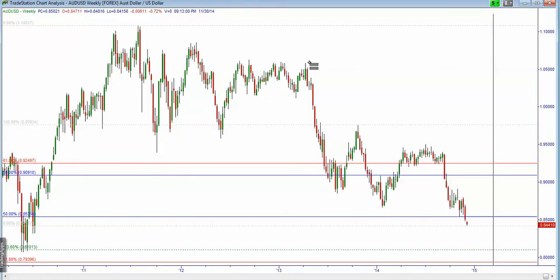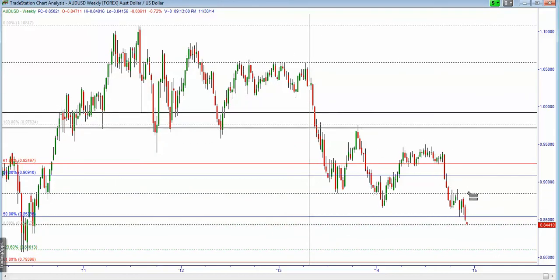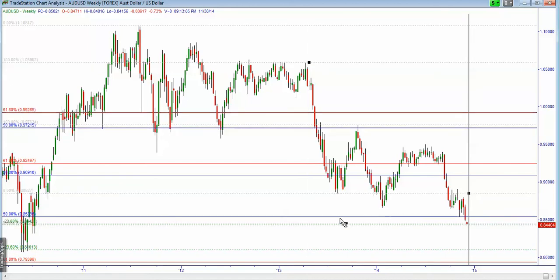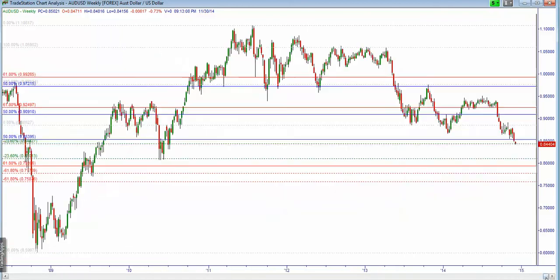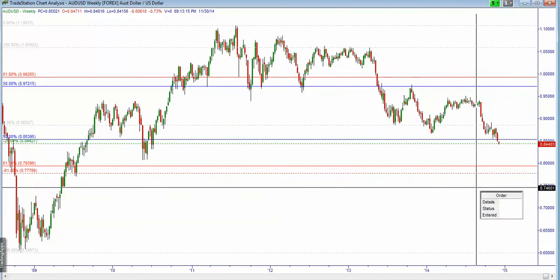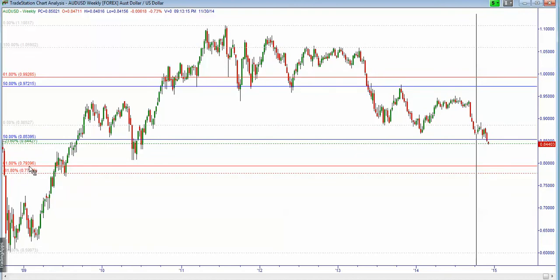That's why we have a confirmation mechanism that tells us when to get involved. The second target of this large measure move would actually fall well below that 079.39. It would fall at 077.78 here. So that's still a possibility.